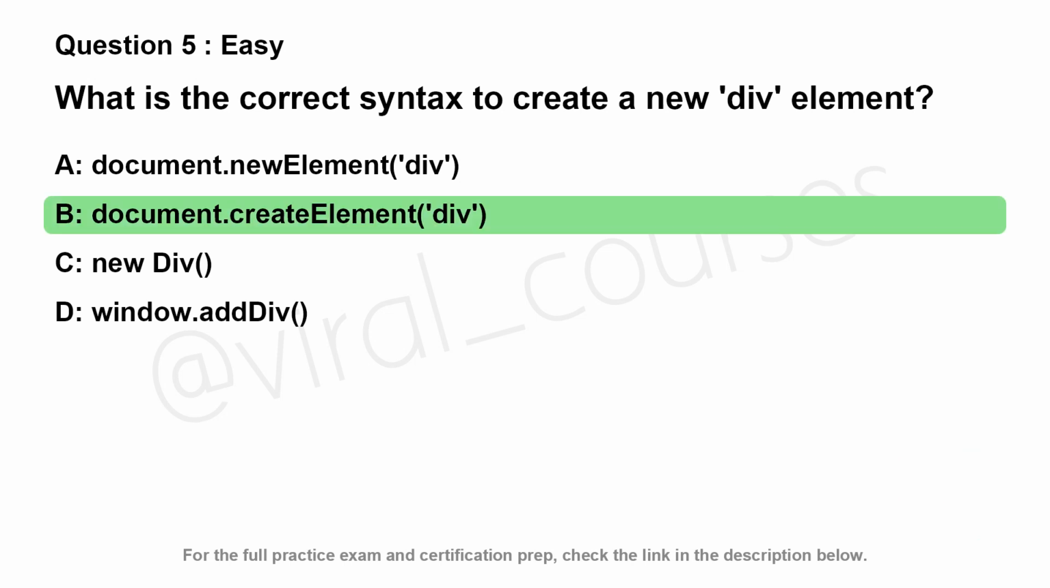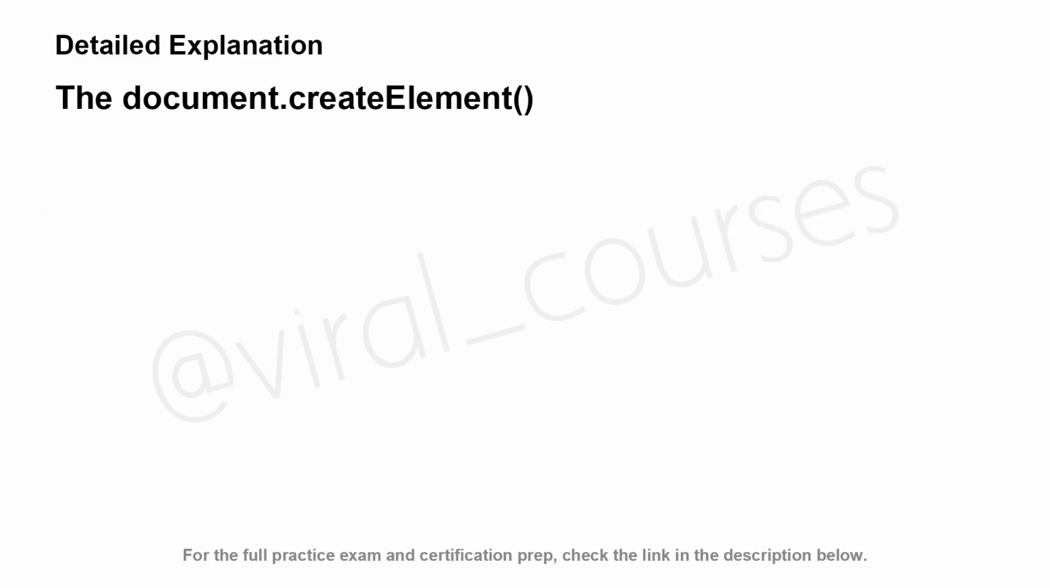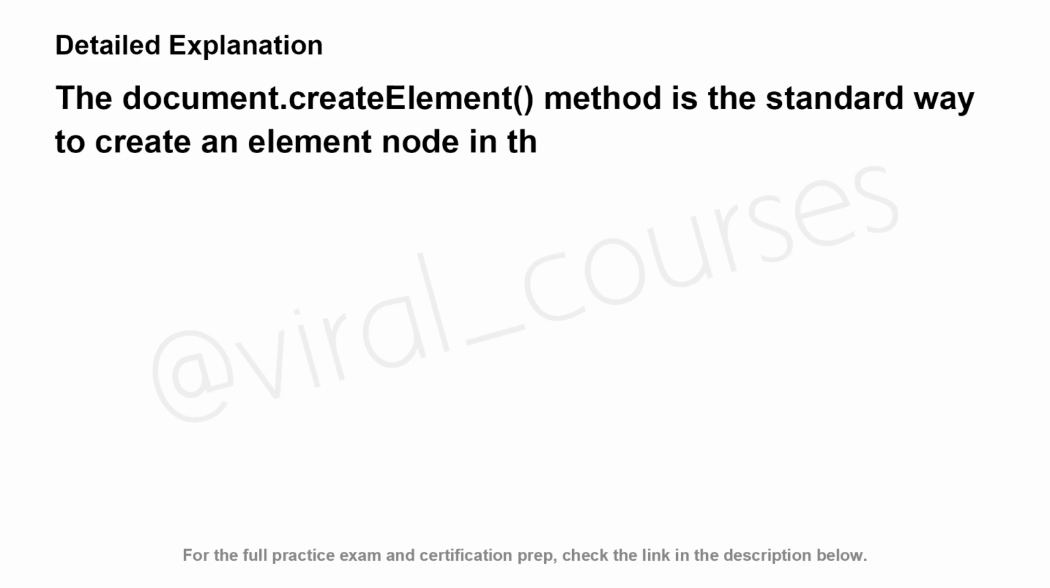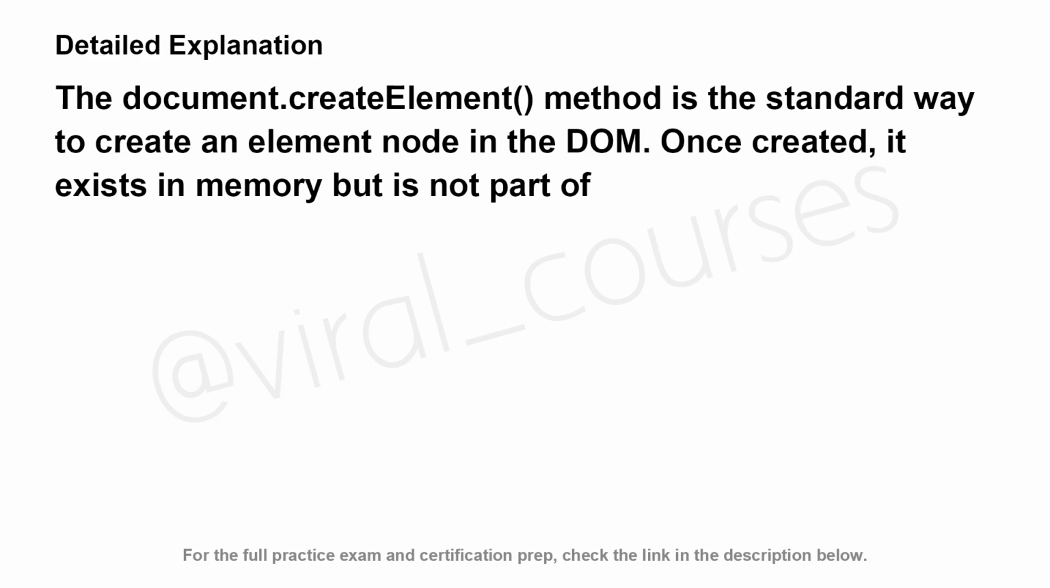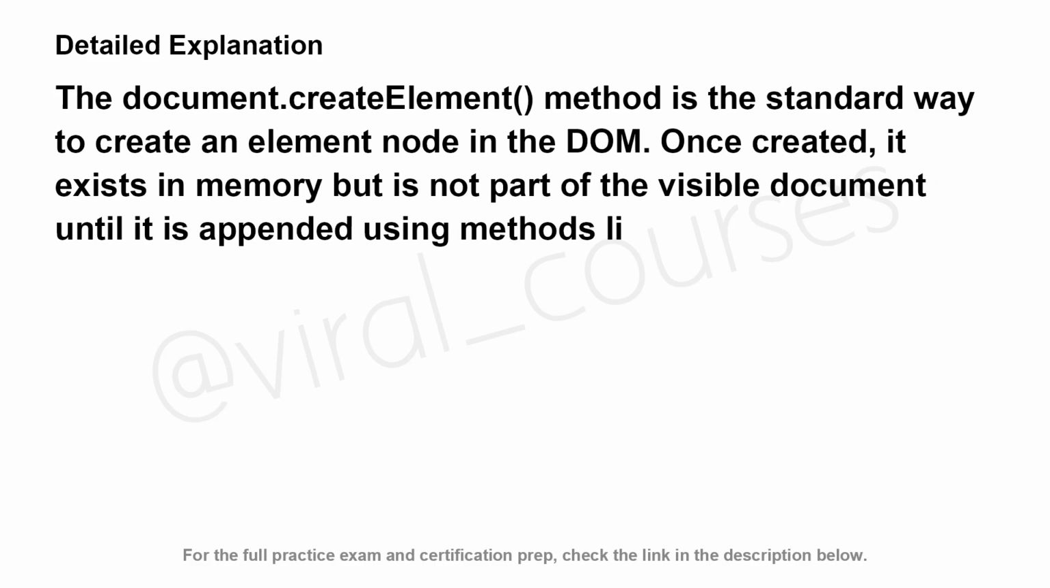The correct answer is B. The document.createElement method is the standard way to create an element node in the DOM. Once created, it exists in memory but is not part of the visible document until it is appended using methods like appendChild or prepend.